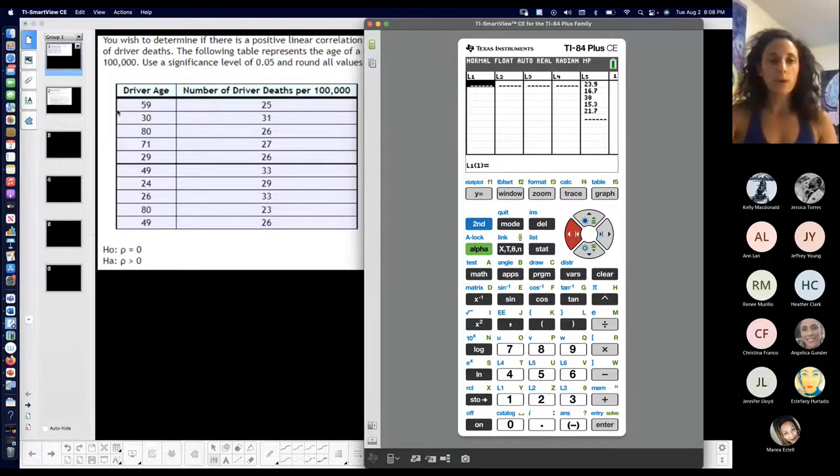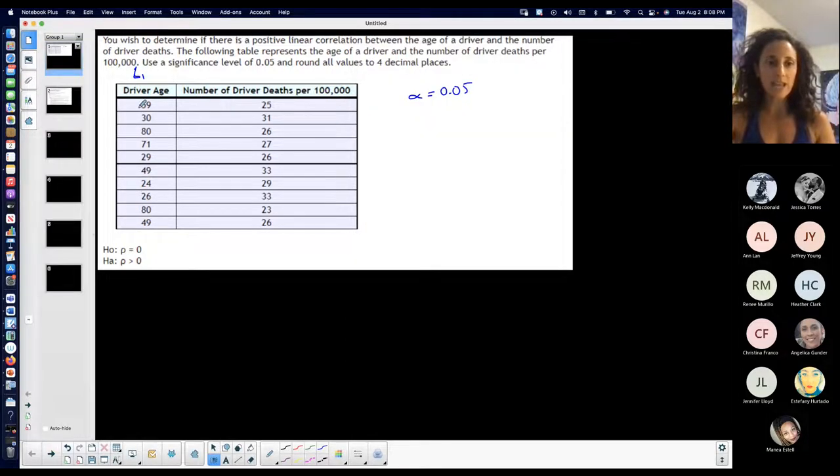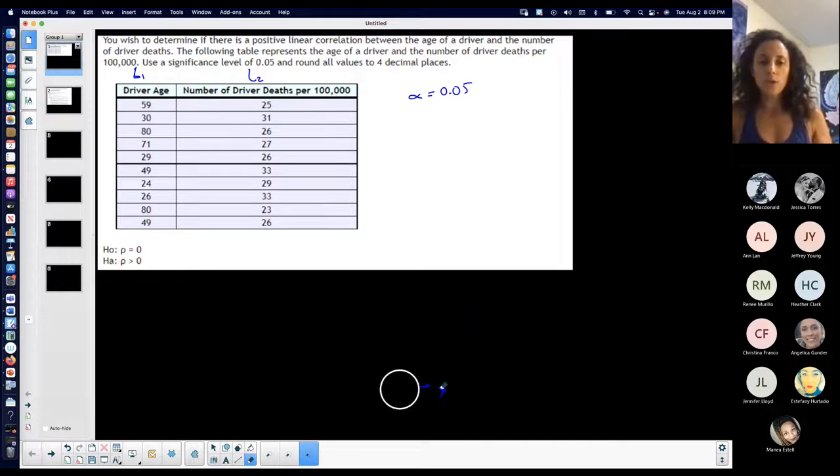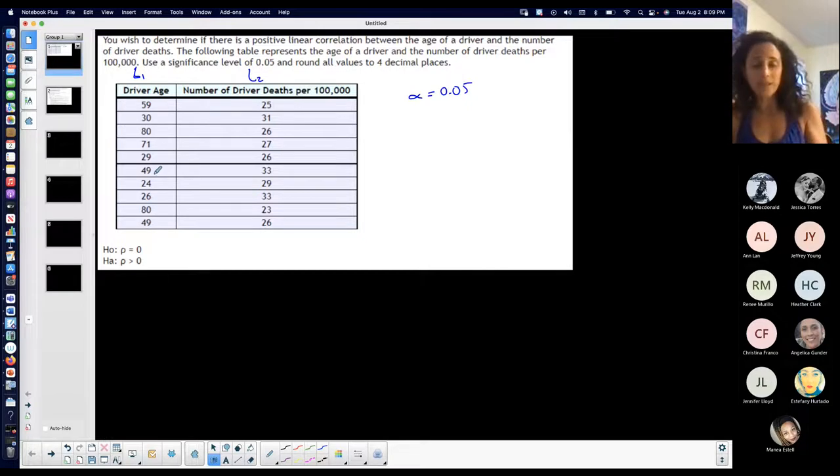What I want to do is remember where I'm going to put things. I'll put driver's age in L1 and number of driver deaths in L2. From what it sounds like, you have some experience with linear correlation and scatter plots, x coordinate and y coordinate. We're talking about paired data, and we want to know if there's a positive linear correlation, meaning is it increasing in a positive way, and is the relationship linear, so does it come together in a linear pattern, which is a line? There's talk about an independent and a dependent variable, which is important to think about when you input these into your calculator. I like to put my independent variable into L1 and my dependent variable into L2. So you want to think about that prior to doing anything.